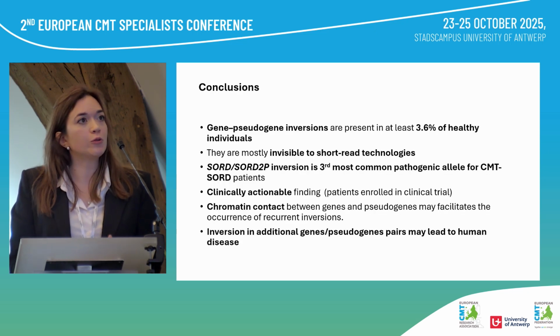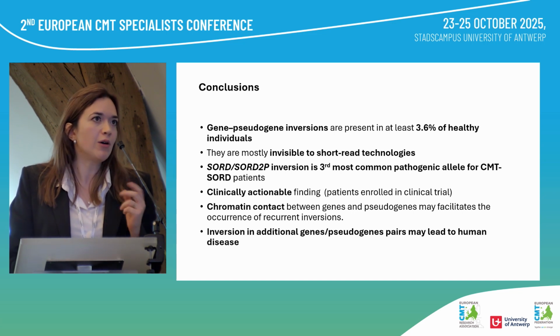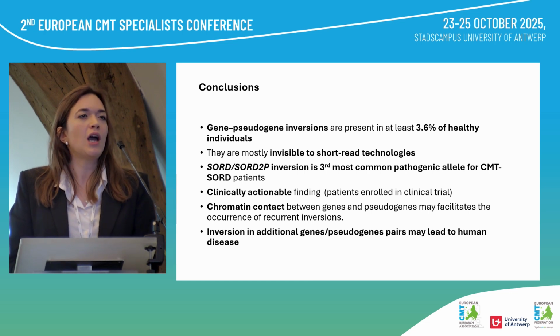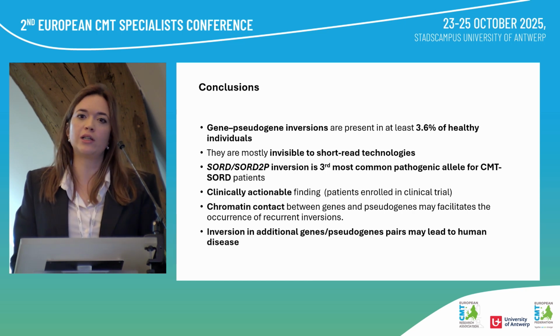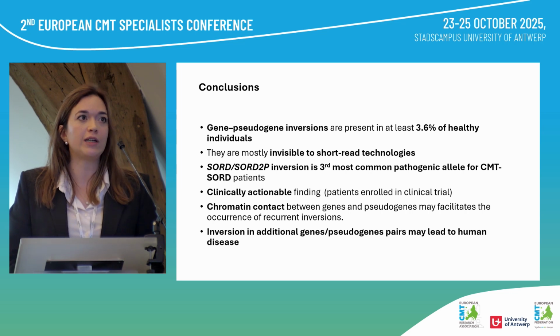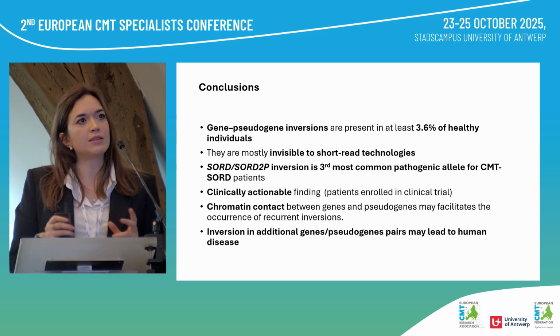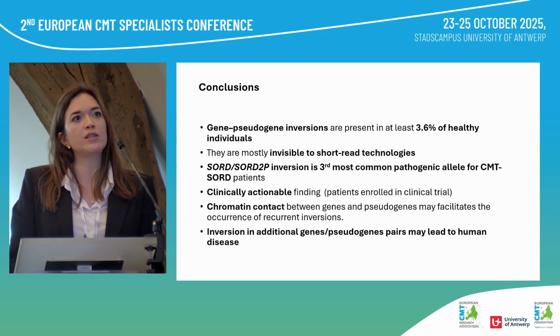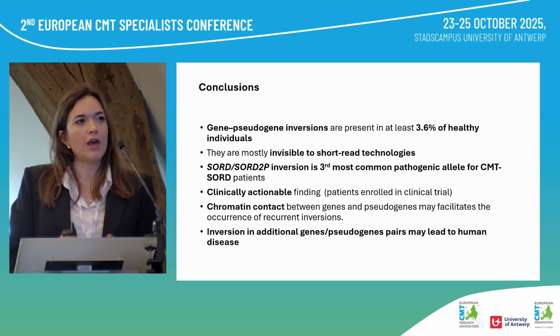So to conclude, I demonstrated for the first time that these gene pseudogene inversions, that are mostly invisible to short-read, are relatively common in the human genome. Most importantly, we demonstrated that one of them, the SORD2P inversion, is one of the most common pathogenic alleles in one of the most common forms of CMT. And this was a clinically actionable finding because patients were enrolled in clinical trials. We also speculated that it's the chromatin contact between genes and pseudogenes that is a factor that facilitates the occurrence of inversions.